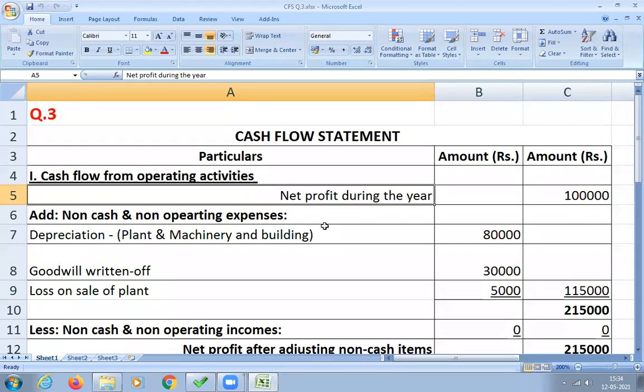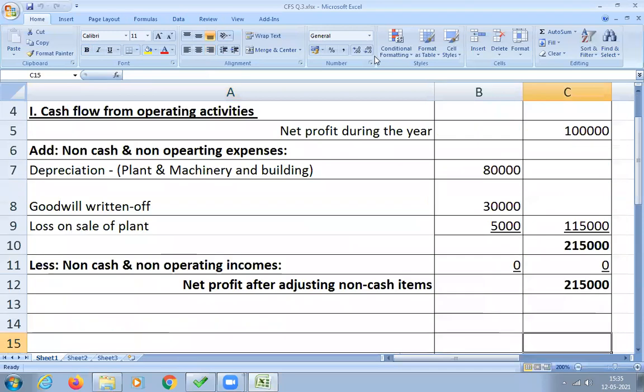We took the net profit during the year, which was 1 lakh, and then we added the non-cash and non-operating items: depreciation of 80,000, including plant and machinery and building, goodwill written off 30,000, and loss on sale of plant 5,000. Totally we got 1,15,000. When we added it to the profit, we got 2,15,000.